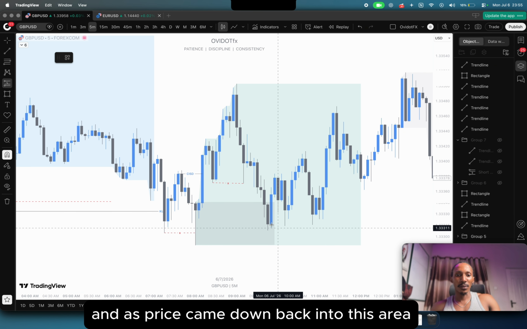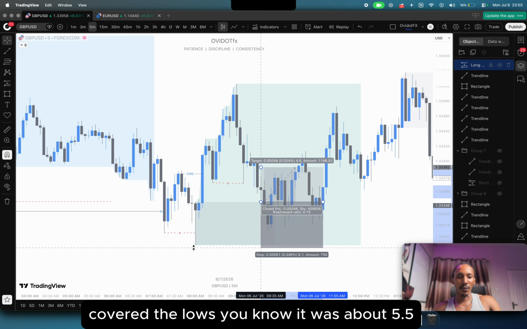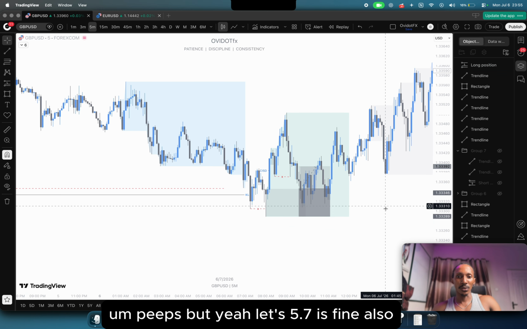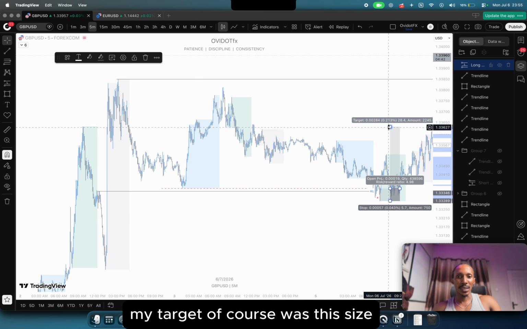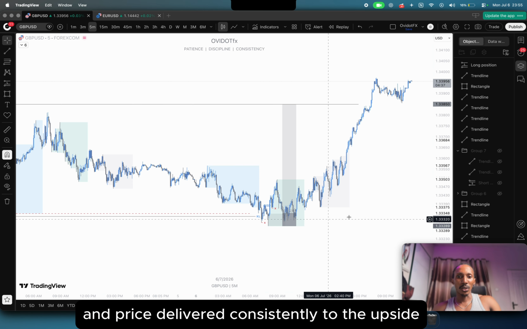And as price came down back into this area, immediately I took my trade, covered the lows. It was about 5.5 pips, but yeah, 5.7 is fine also. Then my target, of course, was these highs, and price delivered consistently to the upside.